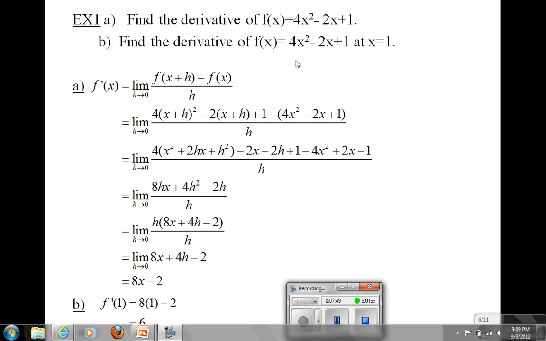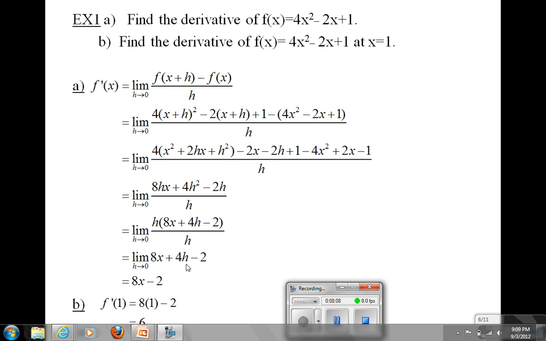That's just our original function here in the parentheses, all over h. When I go ahead and square everything out and distribute my minus sign, I get this. And then I start canceling all my like terms. I get to here. At that point, all the h's in the numerator, I factor an h out and cancel it with the 1 on the bottom, and I get to here.